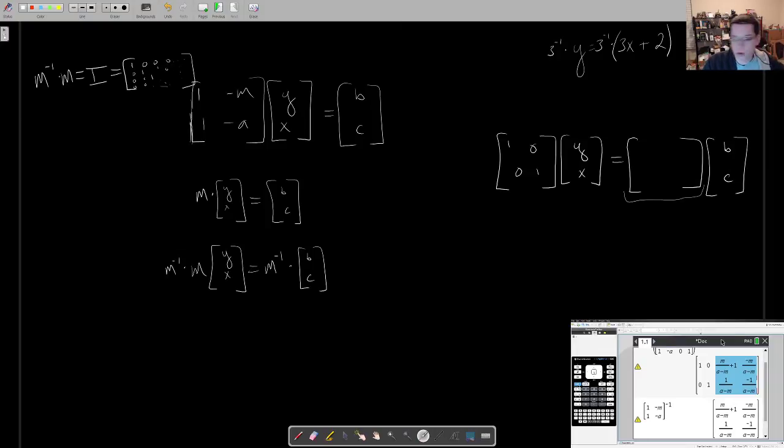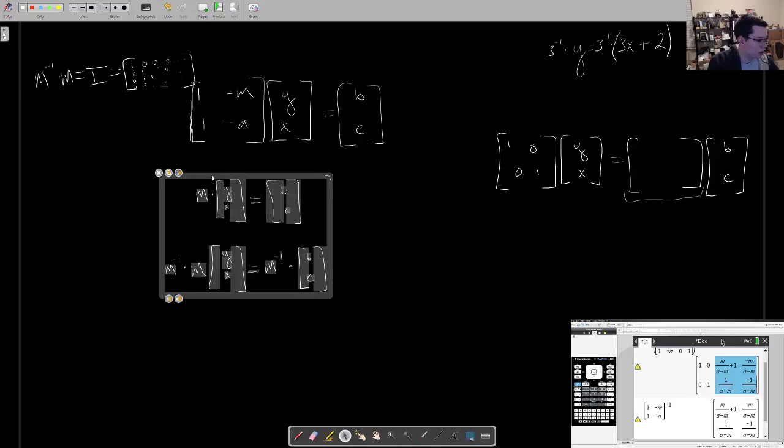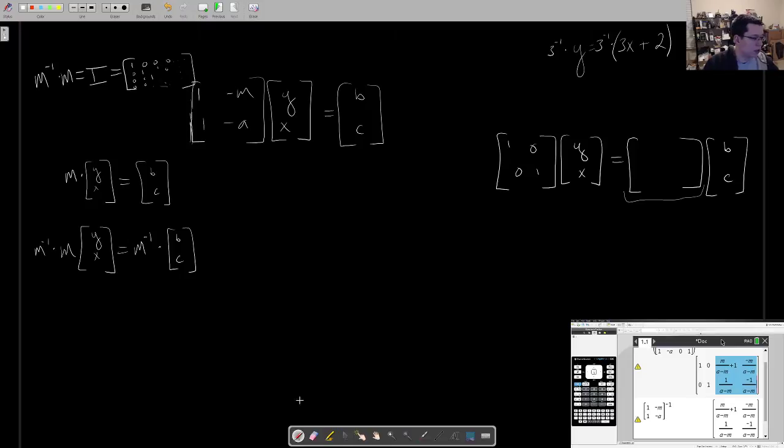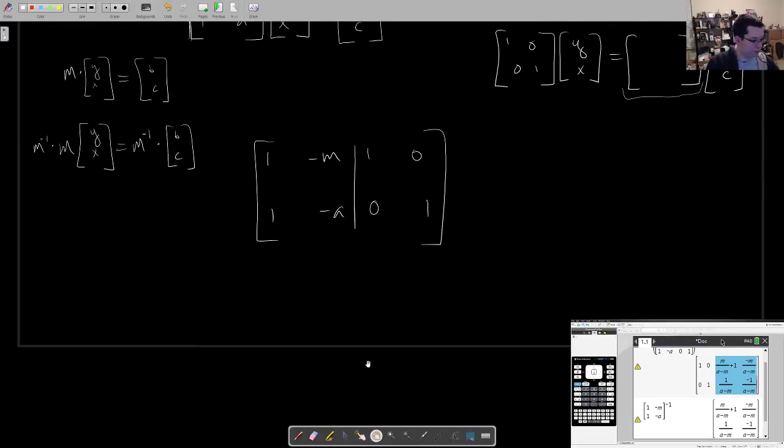So let's take a look. That's the form we're working to. In order to set it up, we're going to do 1, negative m, 1, negative a, 1, 0, 0, 1. We want to turn this into this.